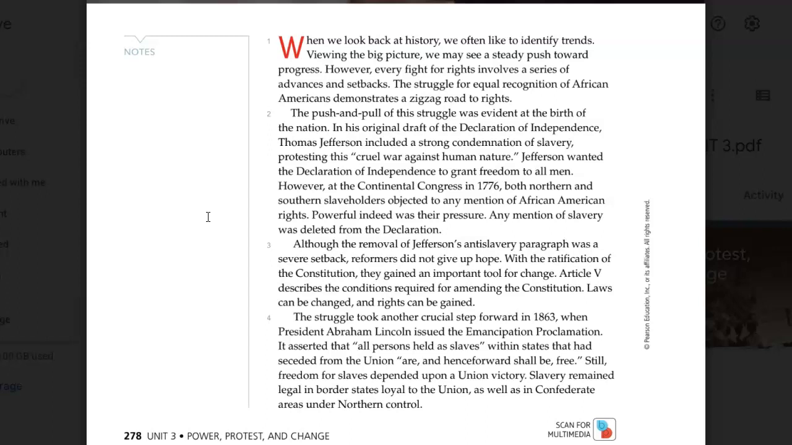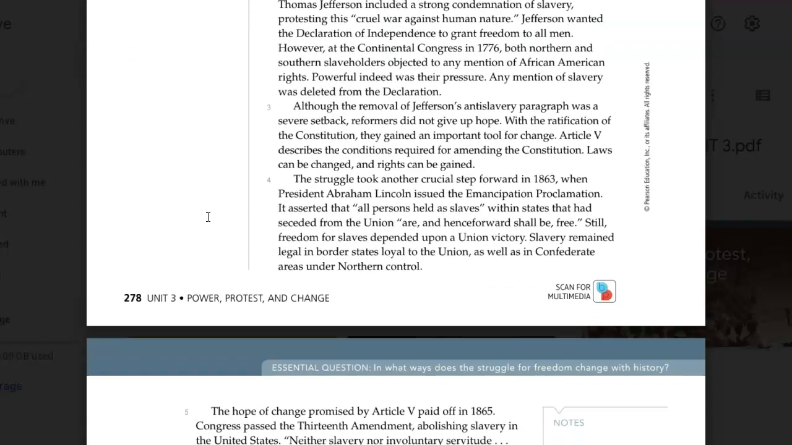The struggle took another crucial step forward in 1863, when President Abraham Lincoln issued the Emancipation Proclamation. It asserted that all persons held as slaves within the states that had seceded from the Union "are henceforward shall be free." Still, freedom for slaves depended upon a Union victory. Slavery remained legal in border states loyal to the Union, as well as the Confederate areas under Northern control.